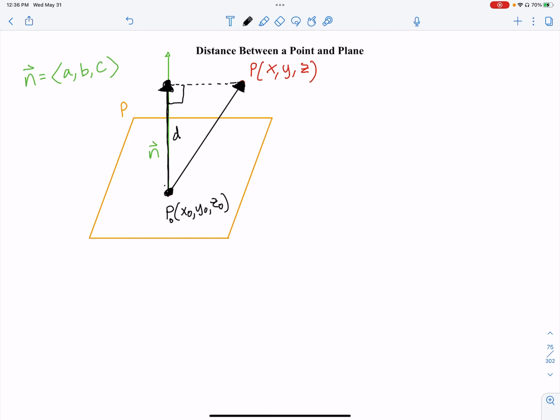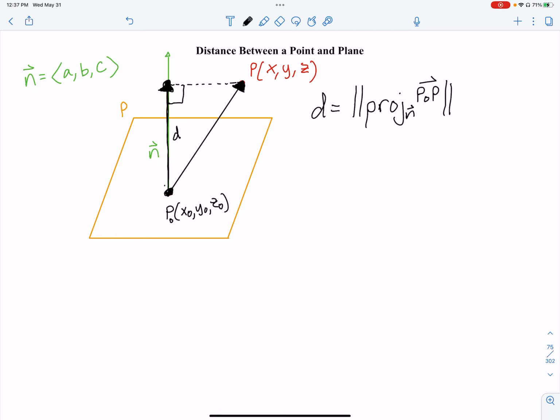Well, that looks like a projection, right? Remember, this is if I had a sun here and the sun was shining, the sun shines right onto that vector, giving me that. That was called a projection. So let's write that here. The distance d is going to be not the projection itself. The projection is a vector. We want the magnitude. So we're looking for the projection of the vector p naught p onto n.